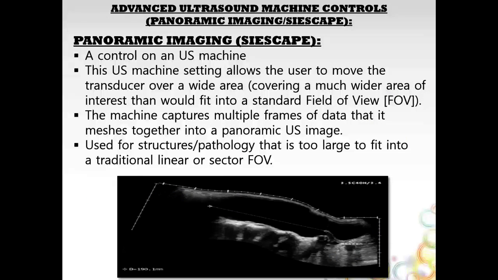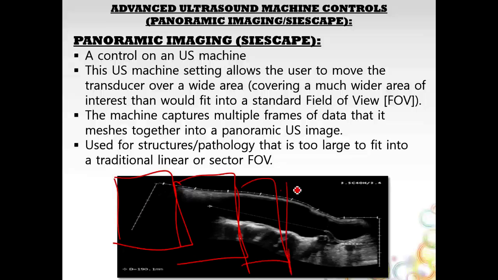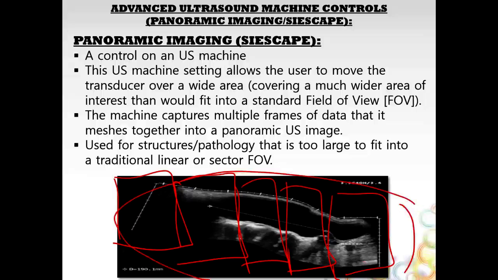Panoramic imaging. This is called Seascape on our GE machines. This is a control on an ultrasound machine. And what it does is it provides a large field of view. So our normal field of view is just small like that, but this knits a whole bunch of frames side by side next to each other, providing a huge field of view overall, and that lets us measure large things.